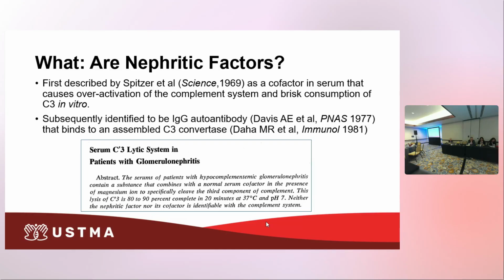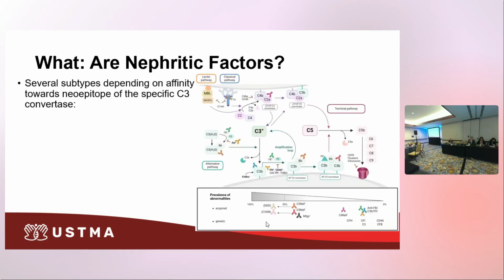Subsequently, other work identified this unknown factor as an IgG antibody, and later that this IgG antibody had affinity specifically for an assembled C3 convertase. So from this early work, we now recognize that there are several subtypes of nephritic factors, depending on the affinity towards the specific C3 convertase.